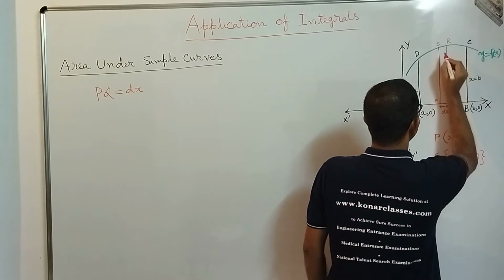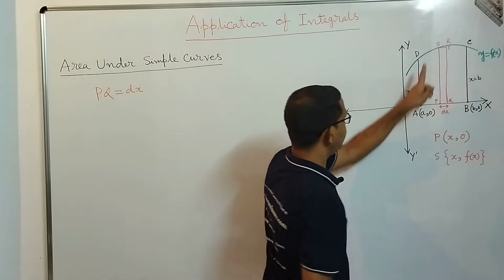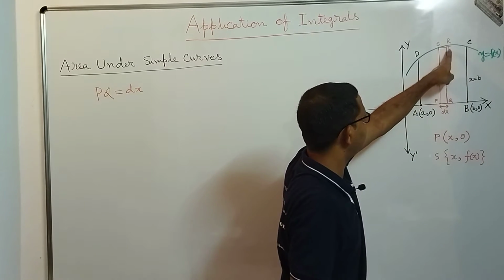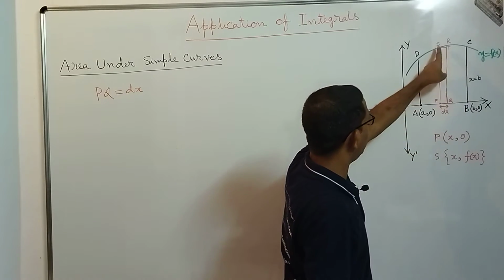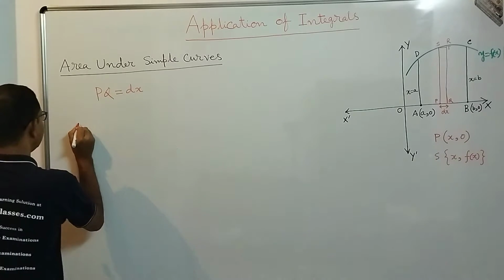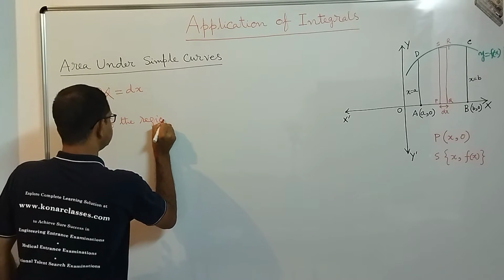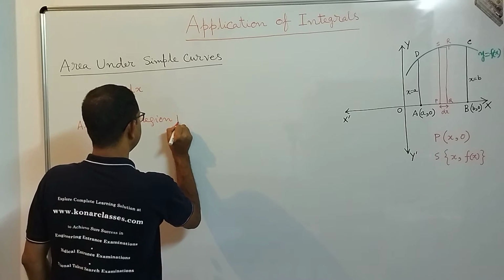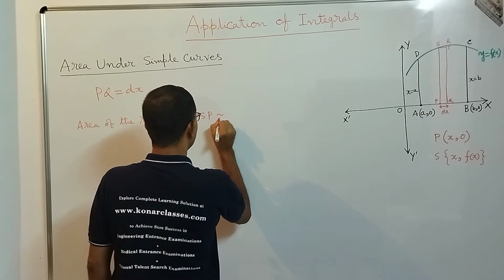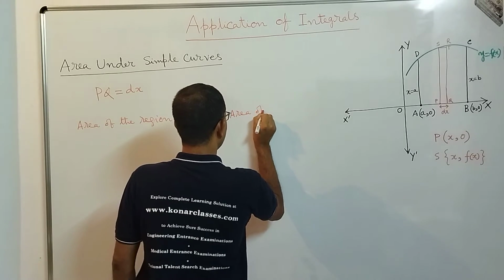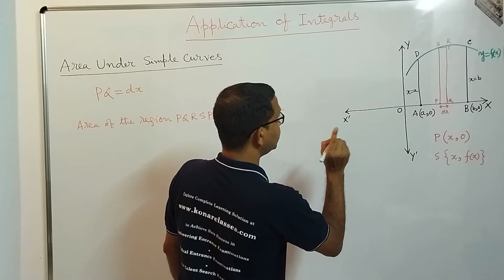Then if we consider this rectangle, suppose from the point S we draw a perpendicular to the line RQ and it intersects the line RQ at the point T. Then what we get is that the area of the region PQRSP is very near to the area of the rectangle PQTS.